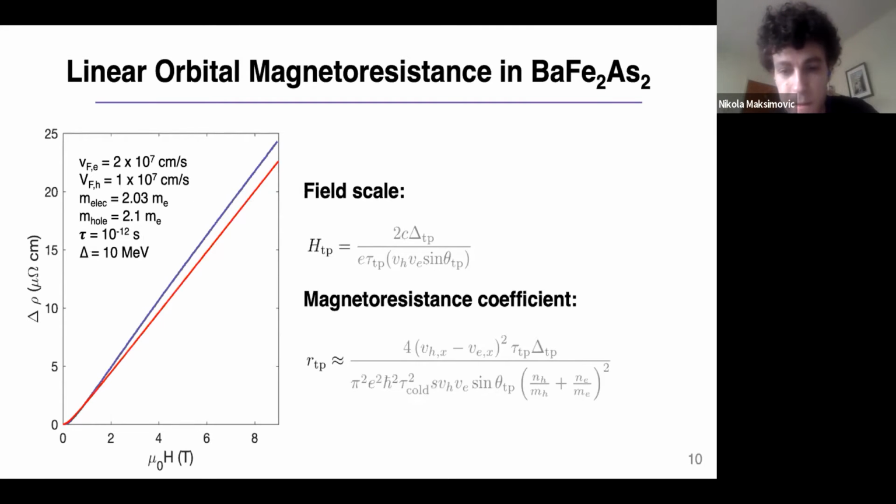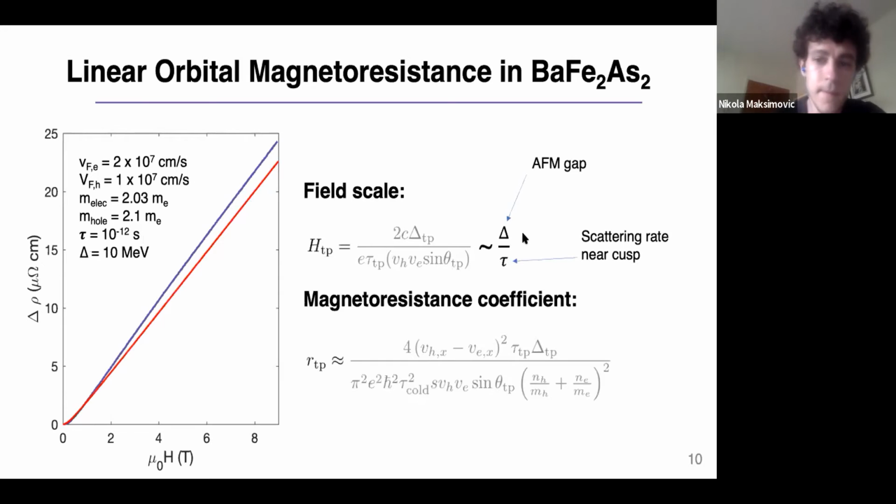And something interesting to note about this is that these magnetoresistance parameters depend on the antiferromagnetic gap. That sort of determines how cuspy the Fermi surface will be. And then because that strong turning point region primarily dominates the magnetoresistance, the relevant scattering rate is the scattering rate near that cuspy region, as opposed to the average scattering rate on the Fermi surface.